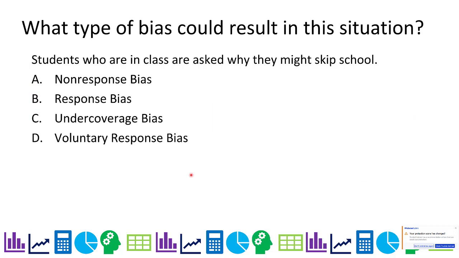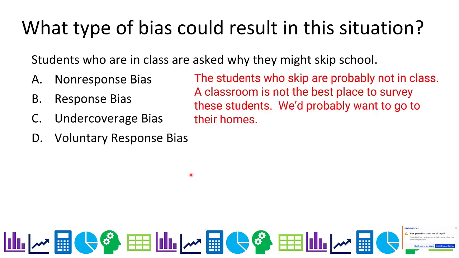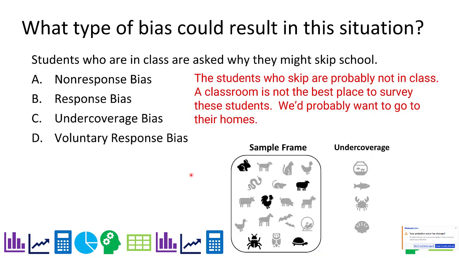Students who are in class are asked why they might skip school. Well, the students who skip are probably not in class. A classroom is not the best place to survey these students. We probably want to go to their homes. And this is an undercoverage issue because our sample frame is at school, but our kids who we want to survey are not there.